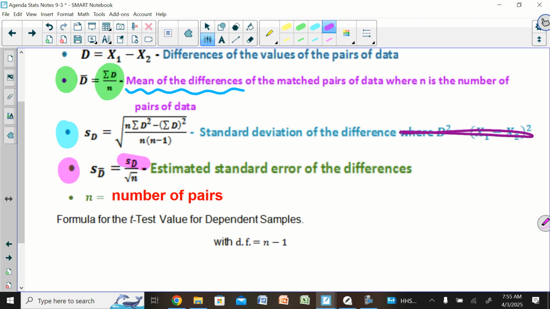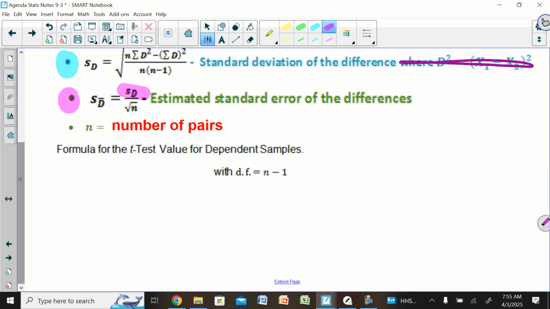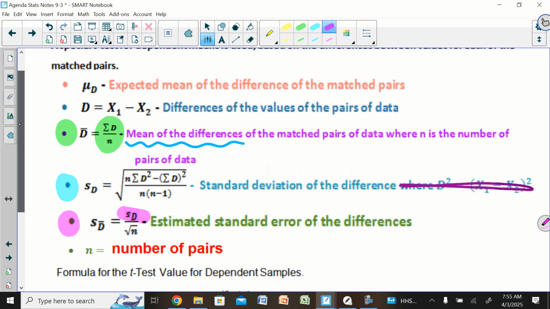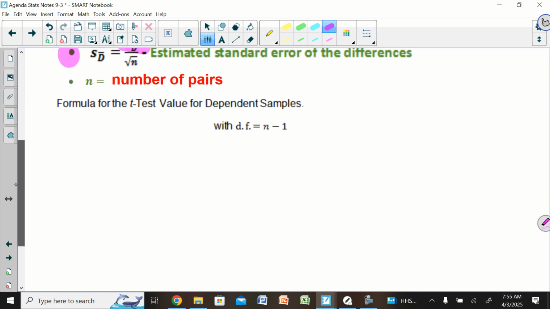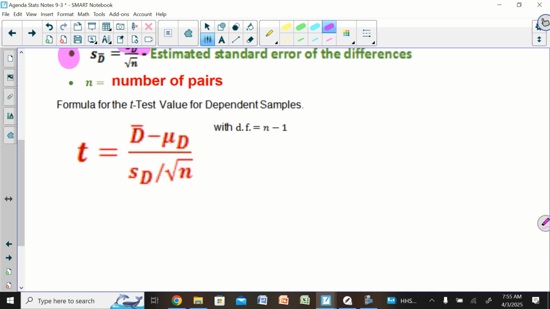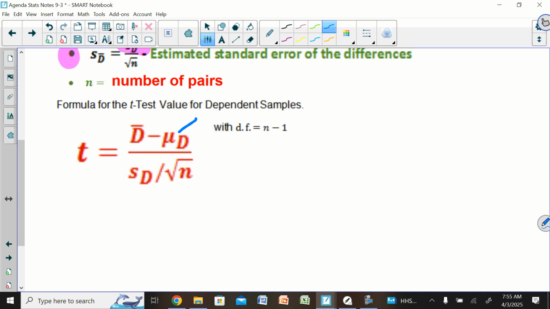So the formula for our test statistic for step 2 looks simple, but we've got to do all of this side math first. Here's what our formula looks like. It's t equals d bar minus mu sub d. Well, here's the nice thing: our expected difference becomes a 0, just like we've had in all the other problems.